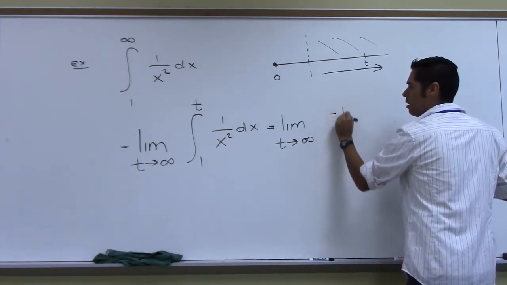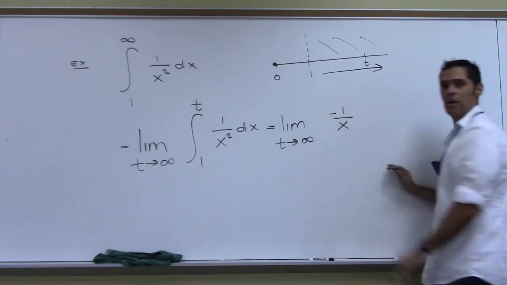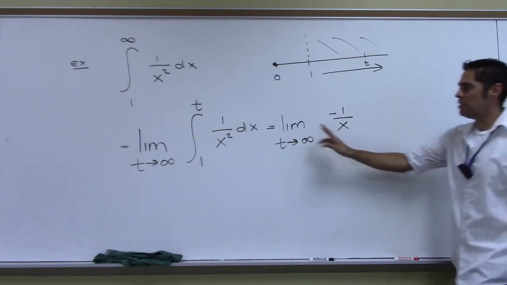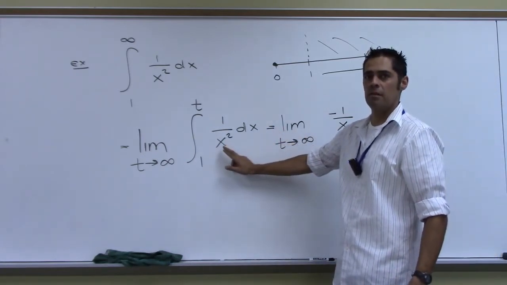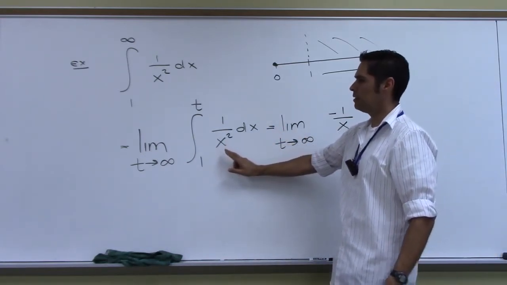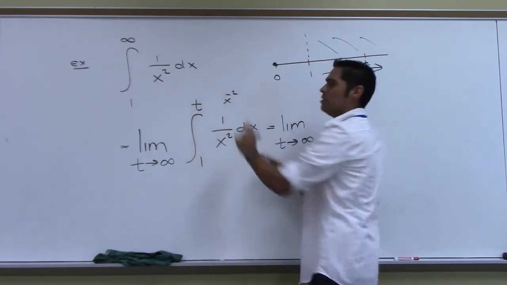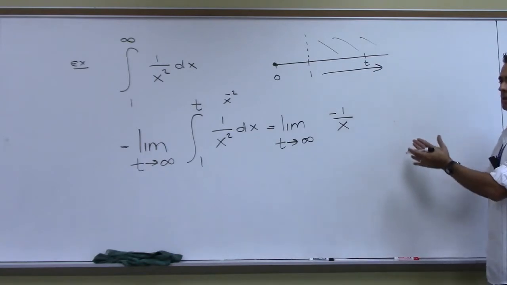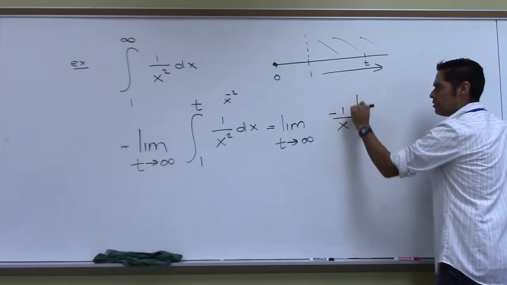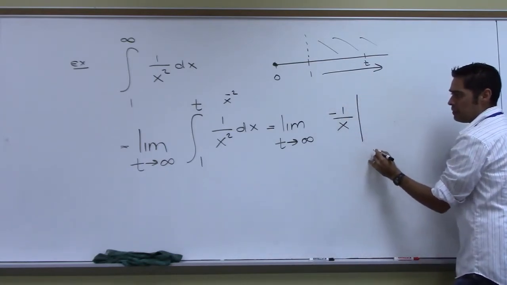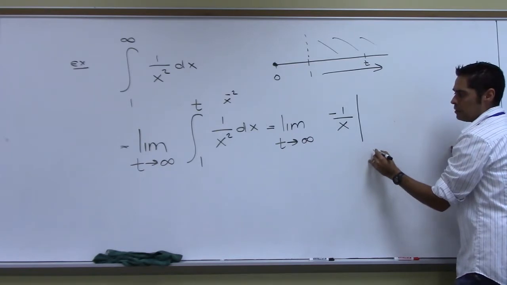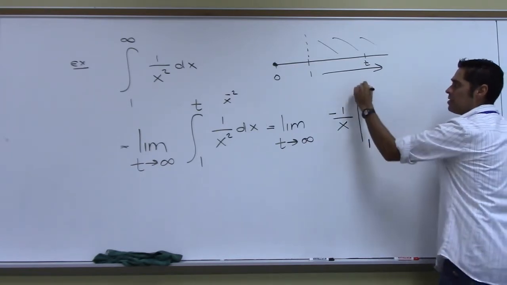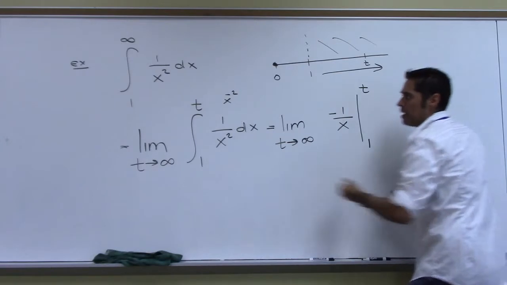Negative 1 over x. Is that what I heard? That is the antiderivative of this. Because that's really x to the negative 2, and then you add 1, and then 1 over that, and you get this. That's the antiderivative. I have to evaluate that antiderivative where? 1 and t. Okay, so let me kind of highlight things here.